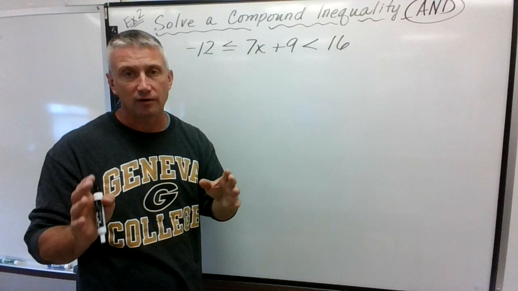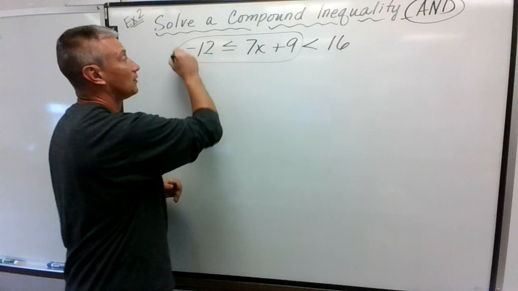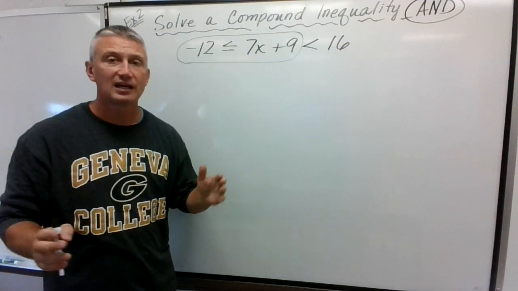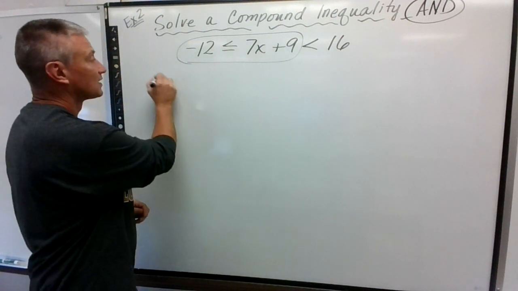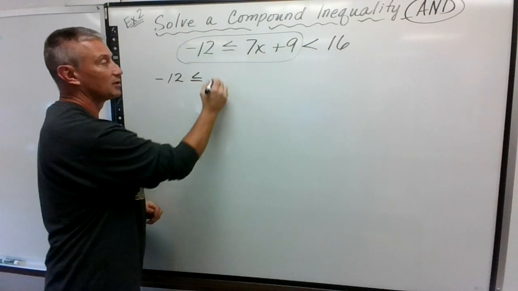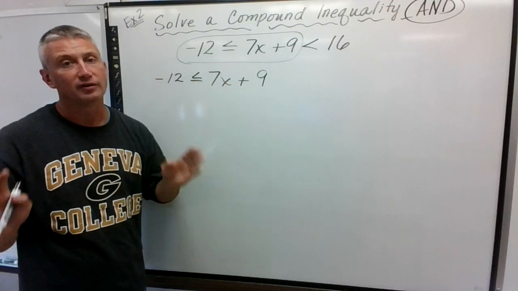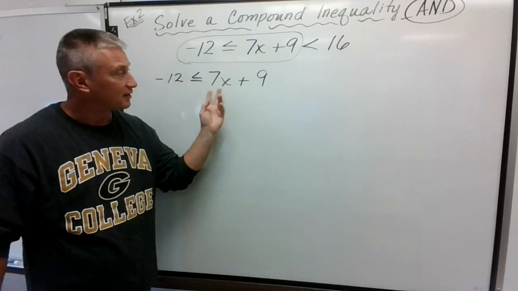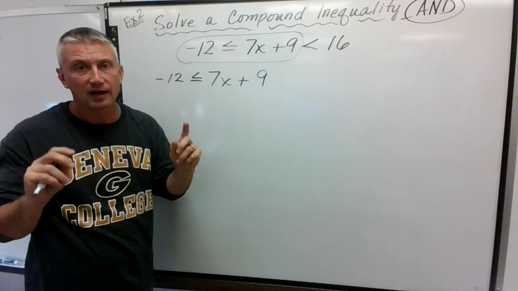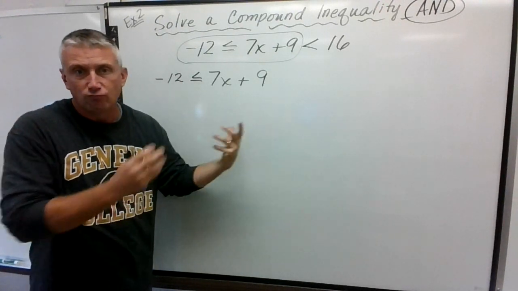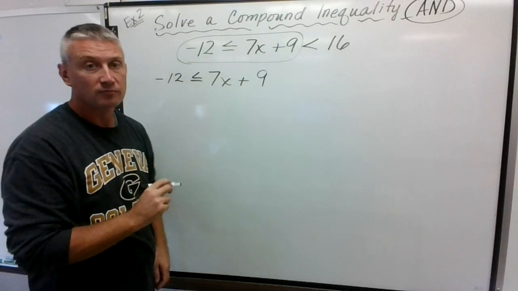Here is your first inequality. Your first inequality comes from here. When we solve this first one, we can kind of ignore the less than 16 over here. All we're going to solve is negative 12 less than or equal to 7x plus 9. Remember, this is an inequality, so if you think backwards, this could say 7x plus 9 is greater than or equal to negative 12. Doesn't matter how you read it, left to right or right to left, as long as you read the sign correctly.